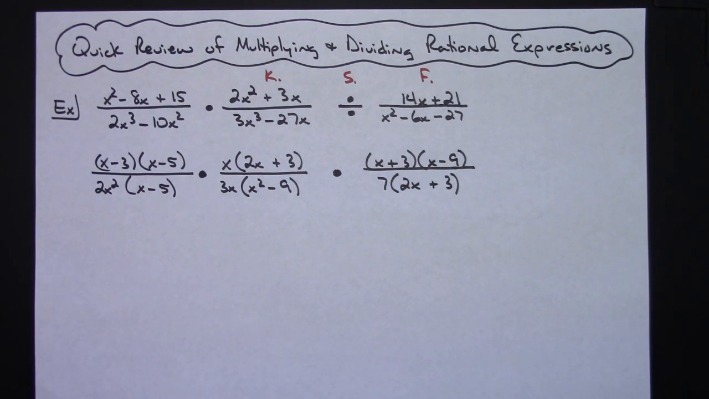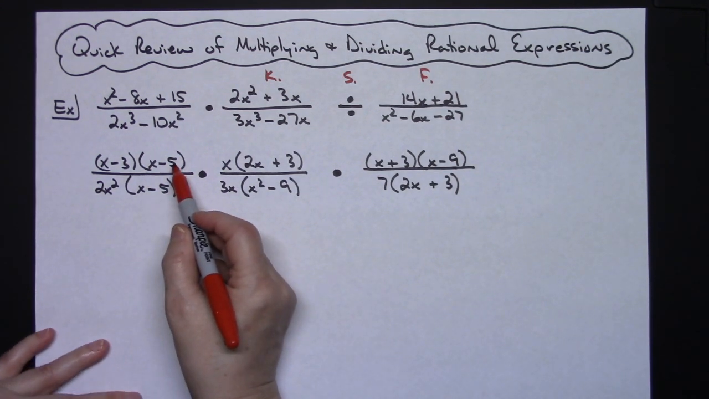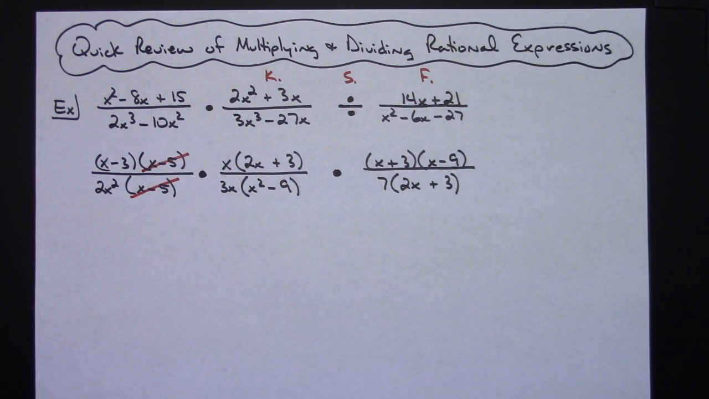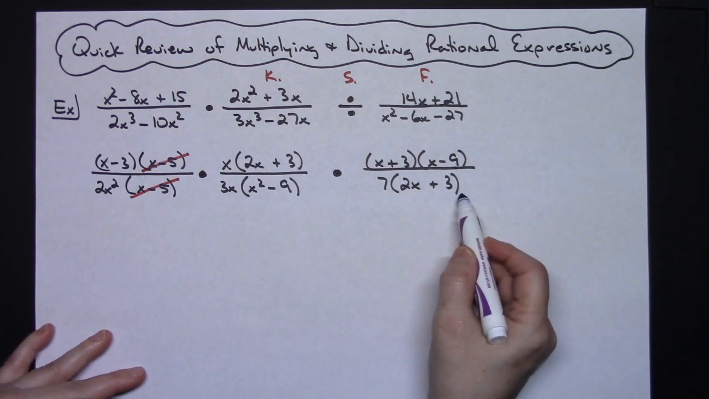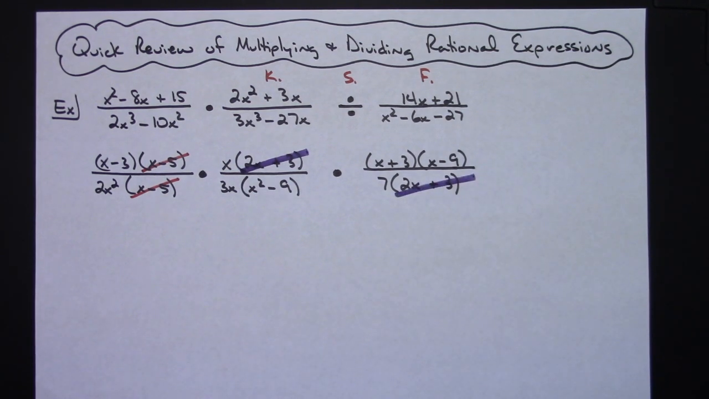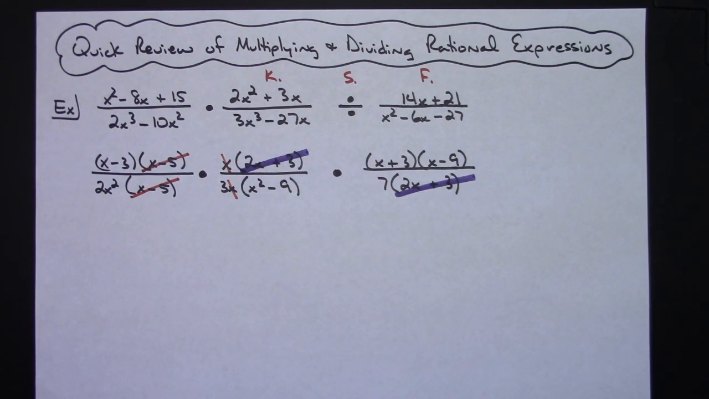Now at this point I'm going to go through and cross out anything and everything that I can find that's going to cross out. I've got an x minus 5 on the bottom and the top right here, so I know those two things are going to cross out. Looking around, I see a 2x plus 3 and a 2x plus 3, one on top and one on bottom, so they're going to go away. As of right now, that's all I see, so I'm going to rewrite to get rid of some of that clutter. Oh, wait a minute, there are those x's. I could go ahead and do the x's. There's an x on top and an x on the bottom. Let's go ahead and get rid of that.